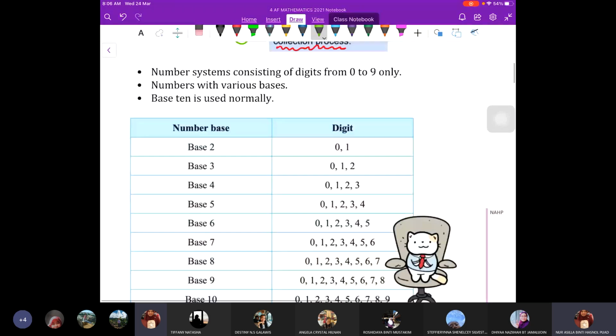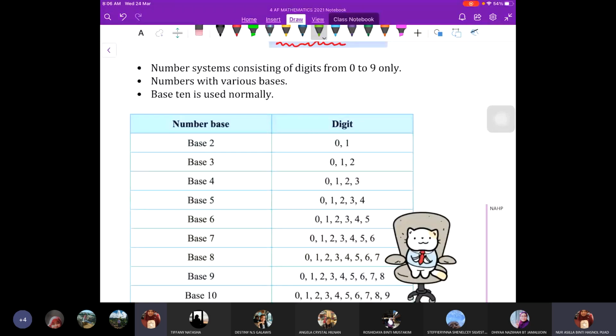Okay, so I'm going to go through what are number bases. Okay, so number bases is practically a number system. Dia satu number system consisting of digits, okay, from 0 to 9 only, 0 hingga 9 saja. So dia tak pergi negatif. There is no fractions, no decimals, and then it won't go over 9. So 10, 11, 12 and above kita tak pergi. Okay, so it's just digits from 0 to 9 and only whole digits sahaja. There's no decimals and fractions.